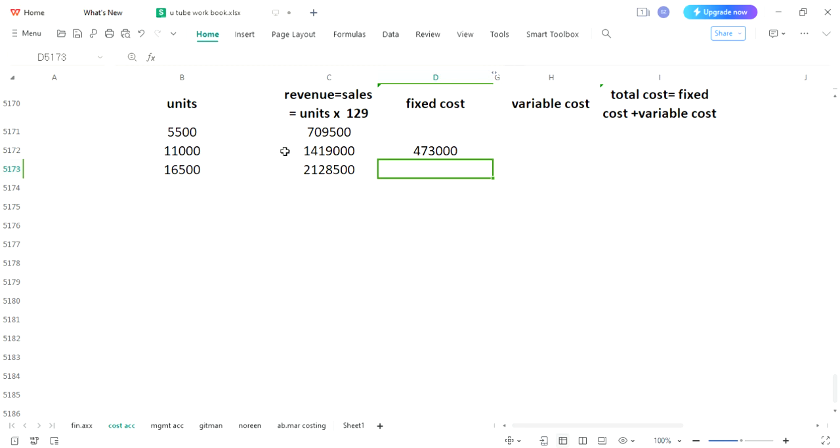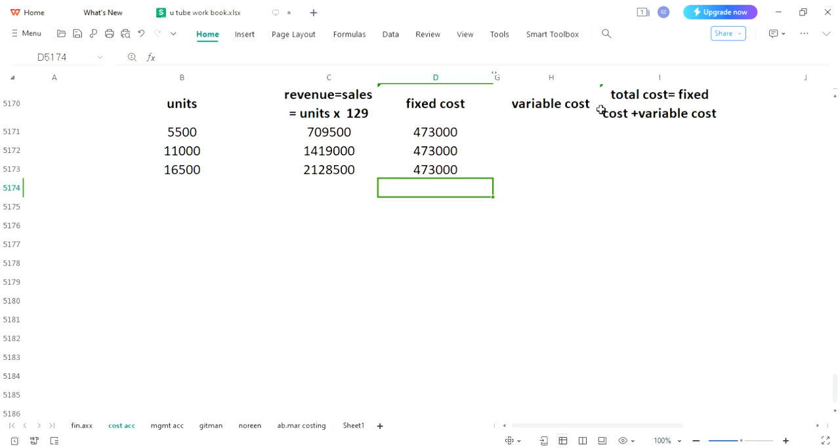So here you can see we have three levels of production where we are manufacturing a lower number of units than break even point and a higher number of units as compared to break even point. But fixed cost will remain fixed no matter whatever the level of production is. So at first line you will put 473,000. At third line you will also be putting 473,000. This will make your concept stronger. How? Because we have understood that fixed cost will remain fixed. Here you were manufacturing less number of units, cost was same. More number of units, cost was same. So in this way we have completed the column for fixed cost.